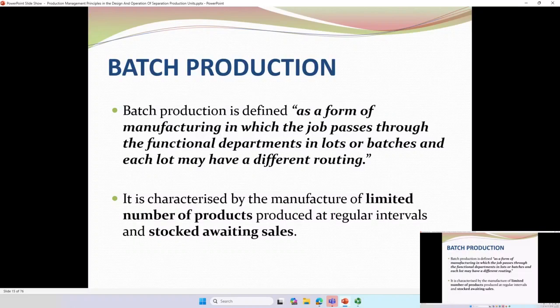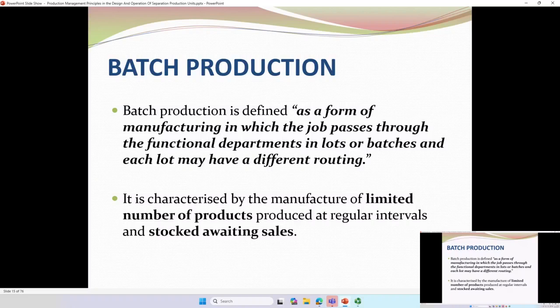The batch production. I think some of us are used to this, right? We're used to batch production. Even McDonald's is batch production, right? So batch production is defined as a form of manufacturing in which the job passes through the functional departments in lots of batches.